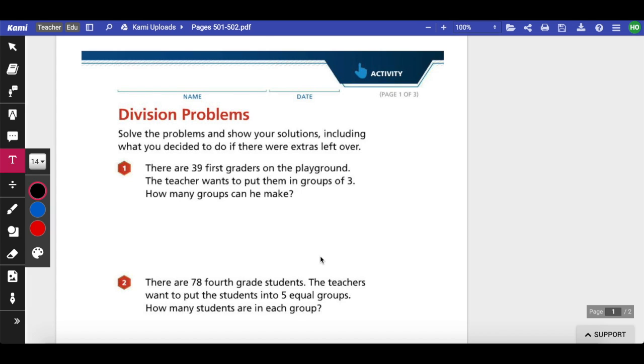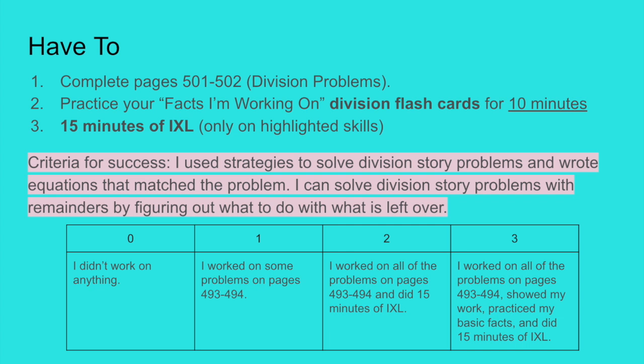Now let's take a look at your have-to slide for today. For today, you need to complete pages 501 to 502 division problems. You need to practice your FACSUM working on division flashcards for 10 minutes and do 15 minutes of IXL only on the highlighted skills. And your criteria for success is, I use strategies to solve division story problems and wrote equations that match the problem. I can solve division story problems with remainders by figuring out what to do with what is left over. And you can take a look at this rubric below to see how you'll be scored.